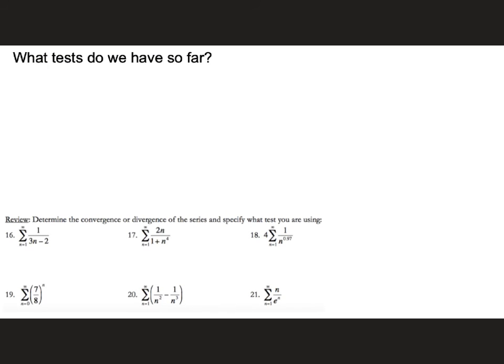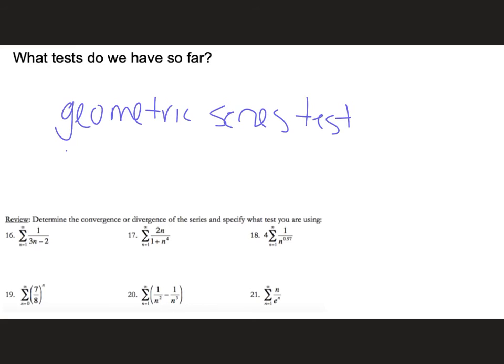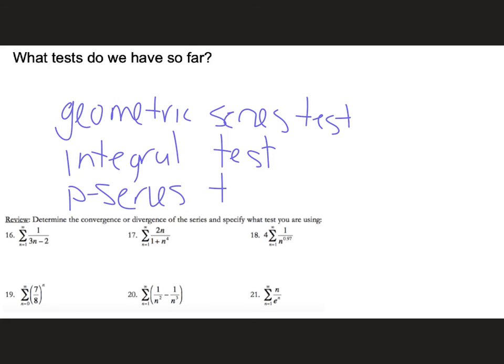What tests do we have so far? Well, we have the geometric series test. We have the integral test. And we have the p series test. And there's one test that we haven't talked about, but I want to have talked about. So what that test says, it's called the divergence test.